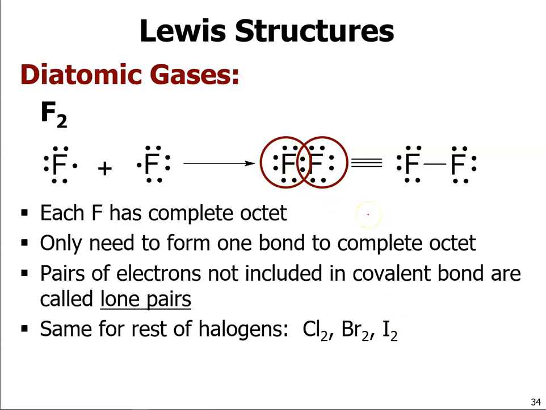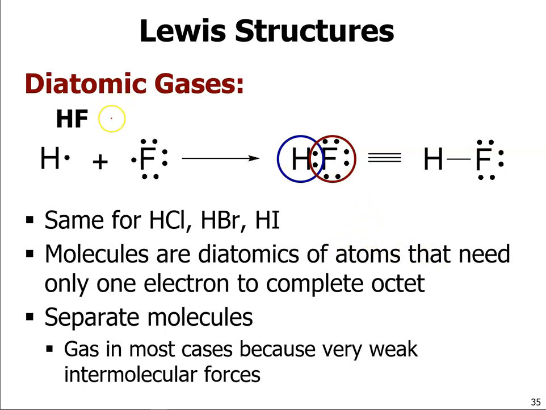Because they're in the same column on the periodic table, they're going to have the same Lewis structure for the diatomic gases. We can also have diatomic gases which are made of different types of atoms. So hydrogen and fluorine, for example: we have 1 electron in hydrogen and 7 in fluorine. They both have a spot for bonding, and we can put these together, and this line again represents those 2 shared electrons. HCl, HBr, HI, this is the same concept and the same things are going to happen.